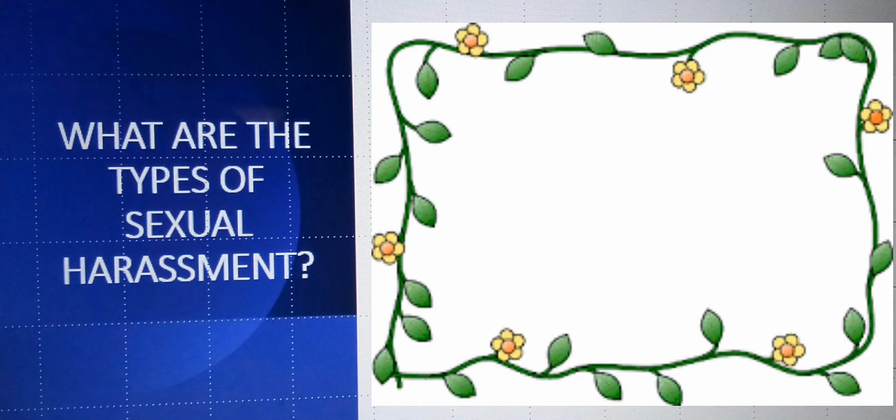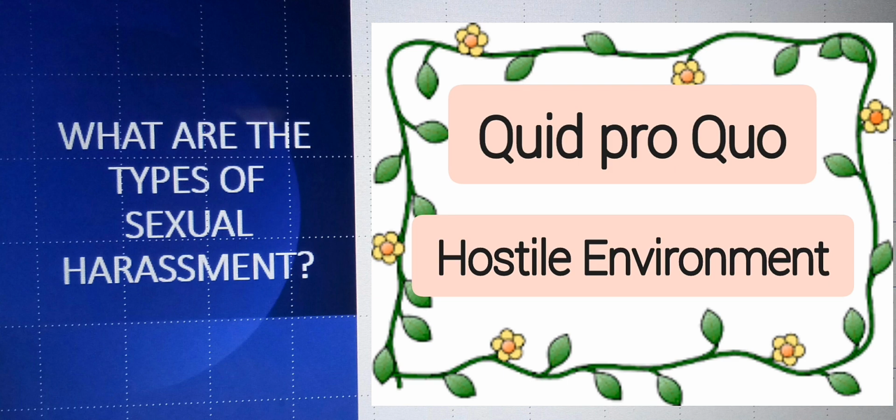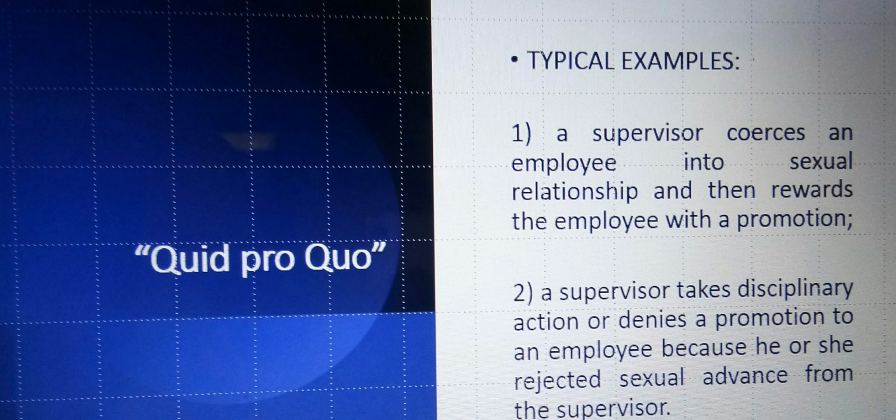What are the types of sexual harassment? 1 is the quid pro quo. Second is the hostile environment. Here are the typical examples of quid pro quo. Number 1, a supervisor coerces an employee into sexual relationship and then rewards the employee with a promotion.